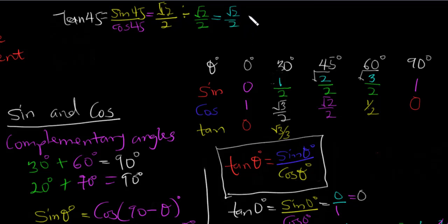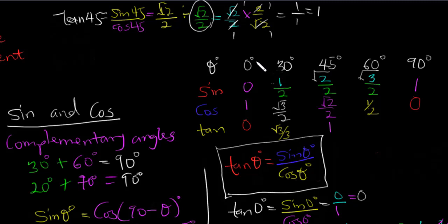Then I can change the division sign to multiplication, and when I do that, the numerator and the denominator will interchange, and I'm going to have 2 out of root 2. So let me do some simplification here. 2 here 1, 2 here 1, root 2 here 1, root 2 here 1. So I have 1 times 1, that is 1, and 1 out of 1 is 1. So I'm going to have 1 over here. So tan 45 is 1.